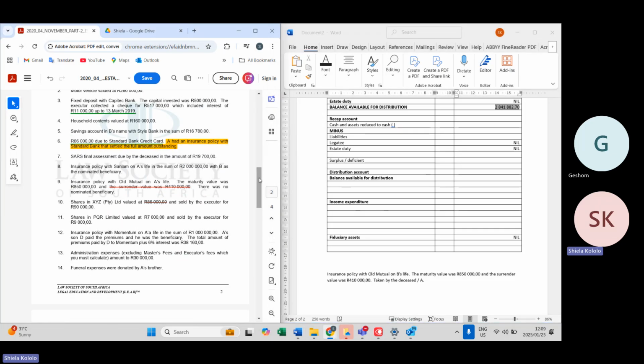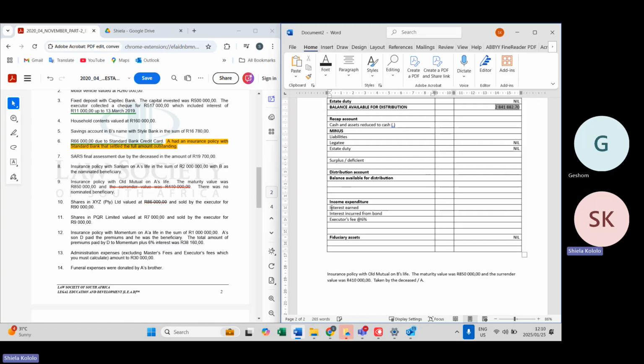Then don't forget to calculate your executor's fee. So every time we collect money after date of death, the executor must get commission in the amount of 6%. So you see here, we collected 6,000 again. So you're gonna take that 6,000 times 6%. Then it is the executor's fee. So you would have your income, interest, the 6,000. Interest incurred from the bond, which is the 4,000. And then executor's fee at 6%.